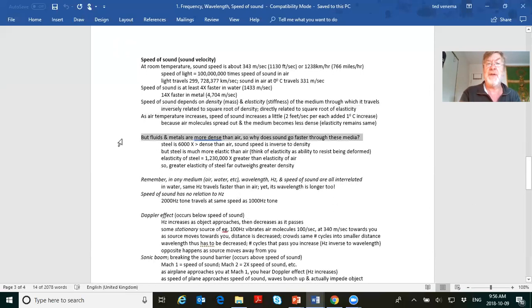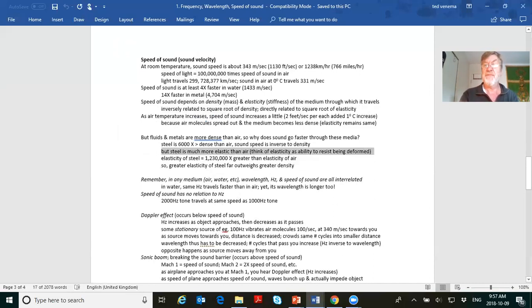So fluids and metals, yep, they are more dense than air. So why does sound go faster through these media? You'd think they'd go slower. Well, we forget to look at the elasticity. Steel is also a lot more stiff than air. And the elasticity of steel is 230,000 times greater than that of air, whereas the density of steel is only 6,000 times that of air. So the greater elasticity outweighs the greater density. That is why sound goes faster through steel, even though it is more dense.